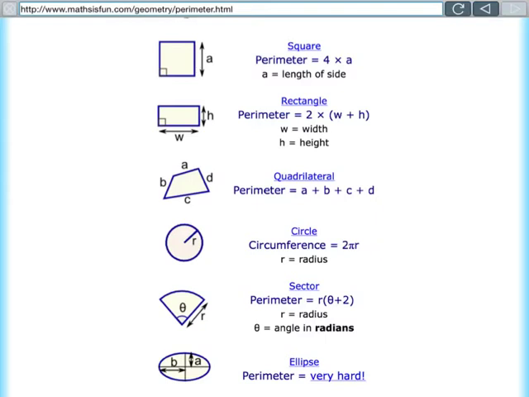Don't need to worry about circles. All you really need to worry about here are the squares and rectangles and quadrilaterals, all that. We're just looking at the flat shapes. Okay, so you just need to worry about these guys.